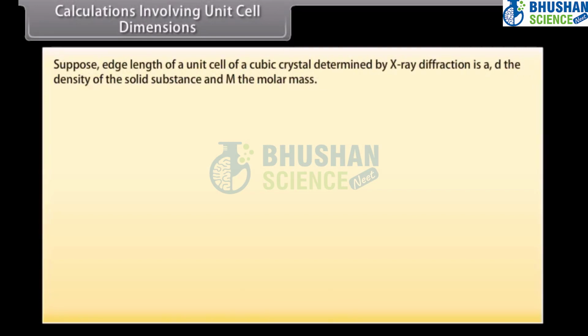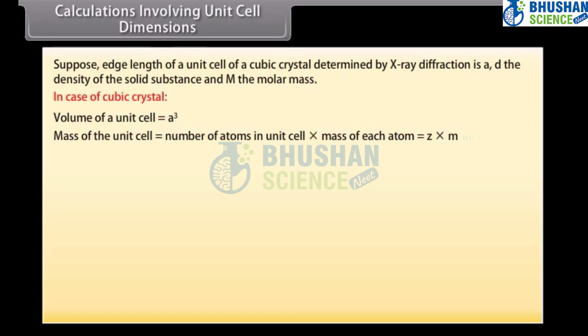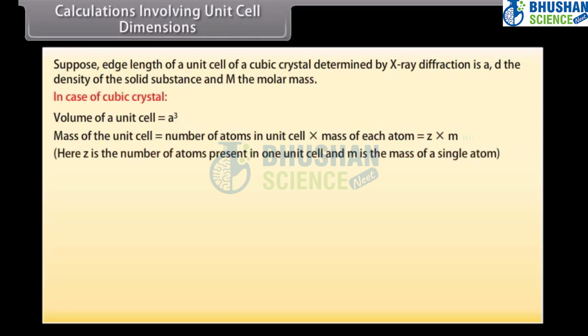Suppose the edge length of a unit cell of a cubic crystal determined by X-ray diffraction is a, d the density of the solid substance, and M the molar mass. In case of a cubic crystal, the volume of a unit cell is equal to a cube. Mass of the unit cell is equal to the number of atoms in the unit cell into the mass of each atom, which is equal to Z into m. Here, Z is the number of atoms present in one unit cell and m is the mass of a single atom. Mass of an atom present in the unit cell, m, is equal to M upon Na.